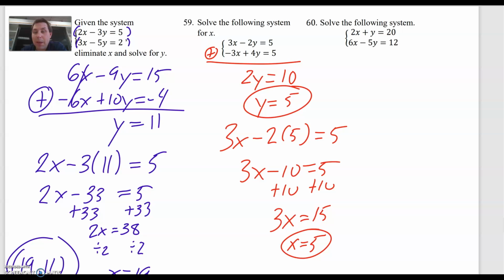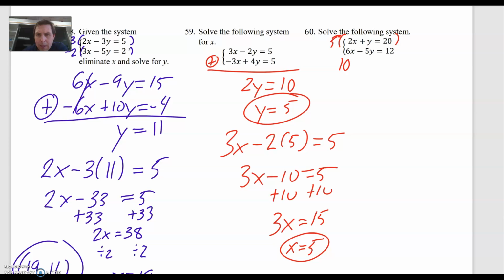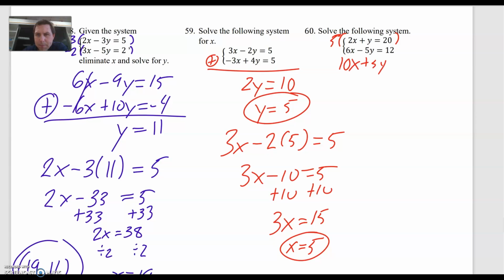Solve the following system. Again, looking at it, the x's aren't the same, the y's are not the same, but I do notice that this one's negative. So if I can get this y to be positive 5, I can just add. So I'm going to multiply this entire thing by 5. This will become 10x plus 5y equal to 5 times 20 is 100. So now I'm adding again because you have a negative 5y and a positive 5y. So 6 plus 10 is 16x. 12 plus 100 is 112.